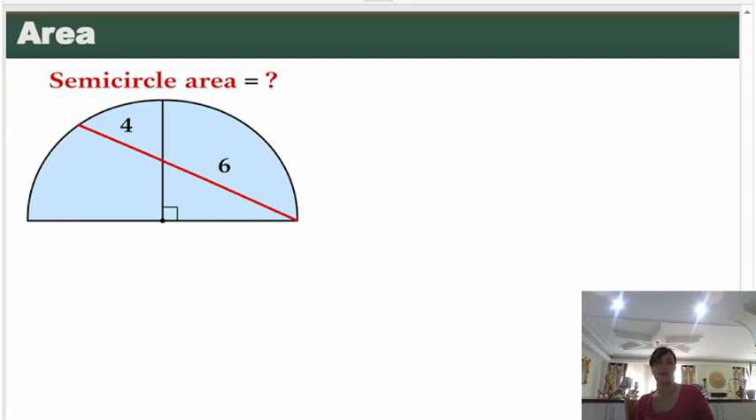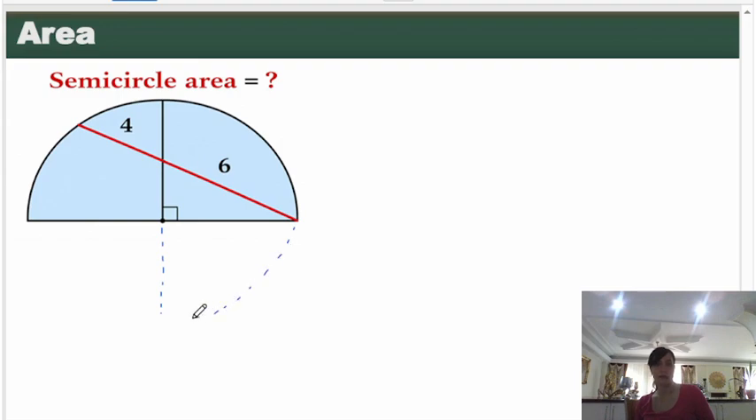Here it says find a semicircle area. To find the area of any semicircle or circle, we need to know the radius. To find the radius here, I don't have the value of the radius. I try to use the rule of two chords of a circle when they intersect each other.